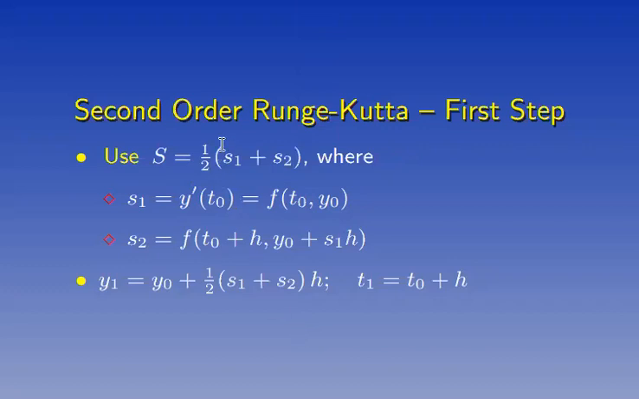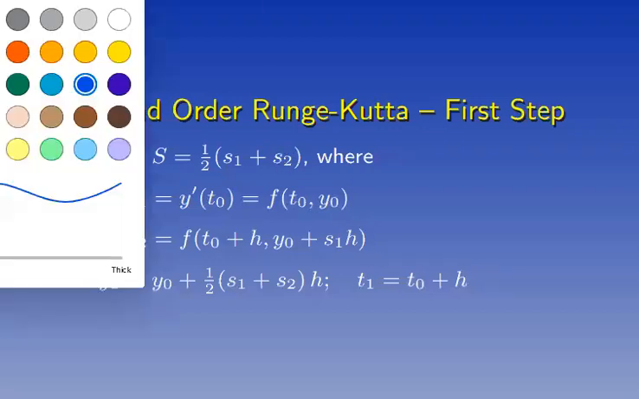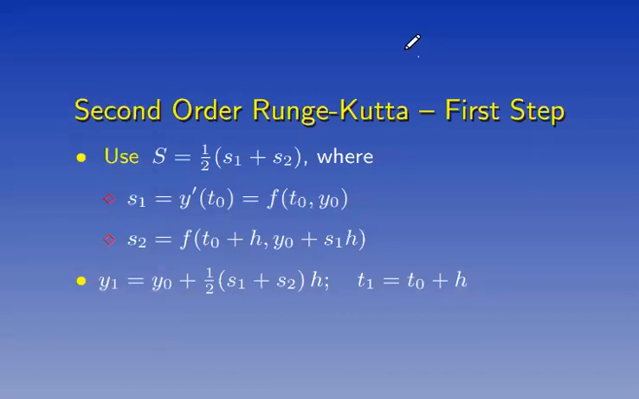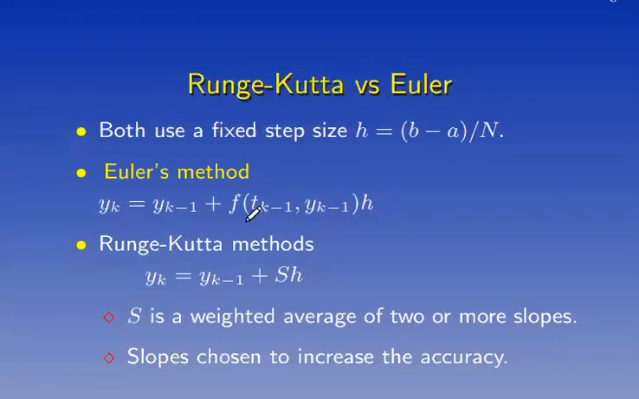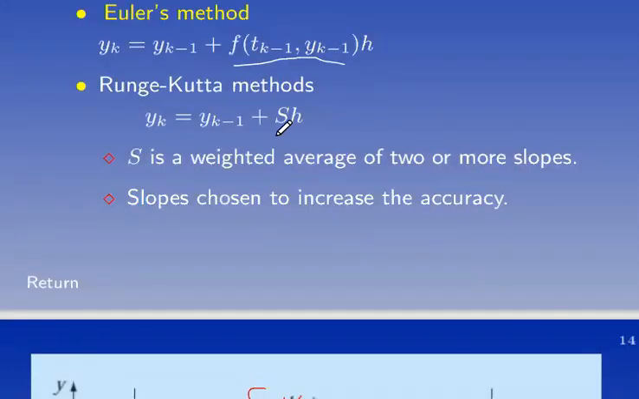And the important thing is to look at the coefficient in front of the slope. So one half is the coefficient, right? When you sum that up, let me draw that. So S is the weighted average of slopes. So this is the method. Euler uses only one slope here, right? This is the Euler, but Runge-Kutta uses many slopes at different points.